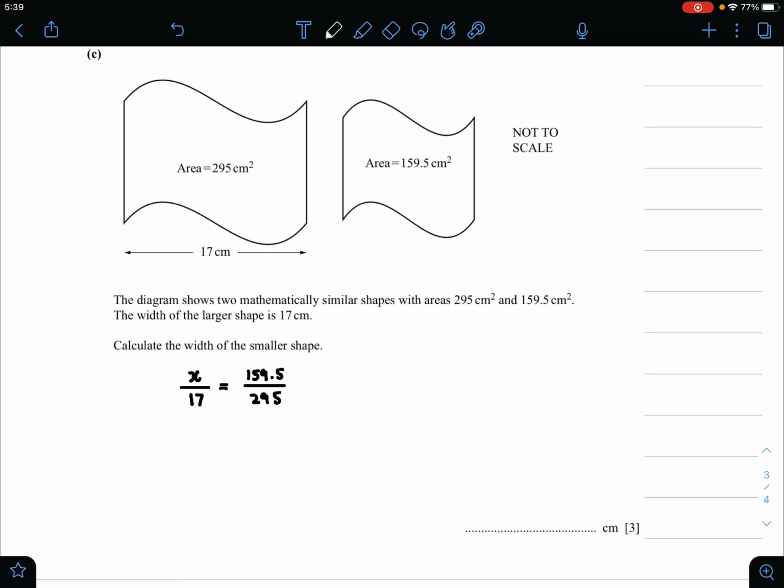Now the area has a unit of centimeter square, whereas the width has a unit of centimeter. So to get it in the same unit, what you do is you square the width. So now all you need to do is solve for x. So let's take the square to the other side of the equation. So it will become x divided by 17 is equal to the square root, because when you take the exponent to the other side of the equation, it becomes the root of that exponent.